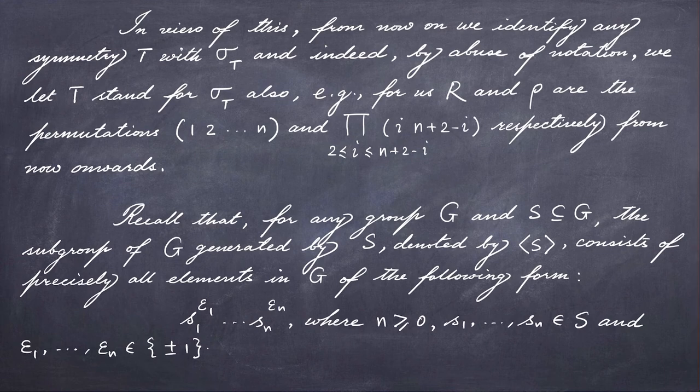From now on by R, I mean this rotation in the clockwise direction by 2 pi by n radians, and the corresponding permutation which is an n cycle. So by R I will mean both. In fact, since we will be quite algebraic, we can forget the geometric meaning of R. We can simply consider R as this n cycle and rho as this product of disjoint transpositions.